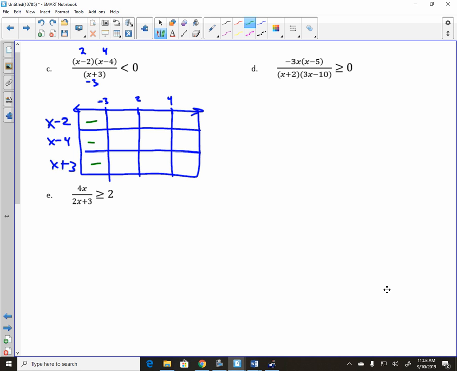Jada, give me a number between negative 3 and 2. 1. 1 minus 2 is a negative. 1 minus 4 is a negative. 1 plus 3 is a positive. We'll pick 3. 3 minus 2 is a positive. 3 minus 4 is a negative. 3 plus 3 is a positive. And we'll pick 5. Positive, positive, positive.